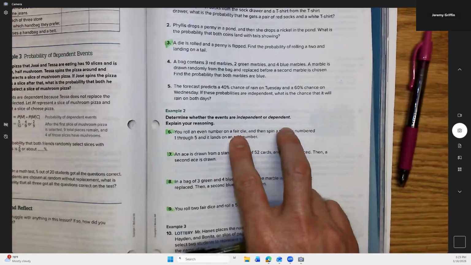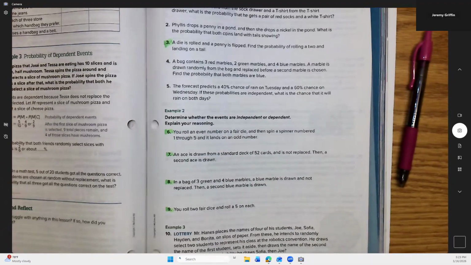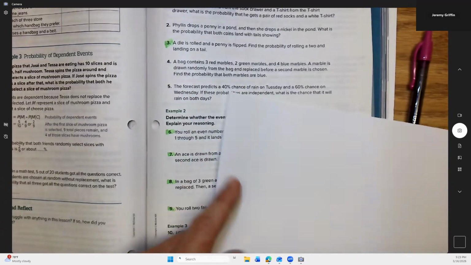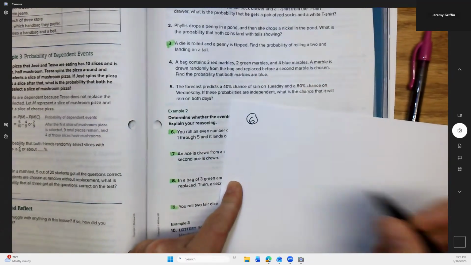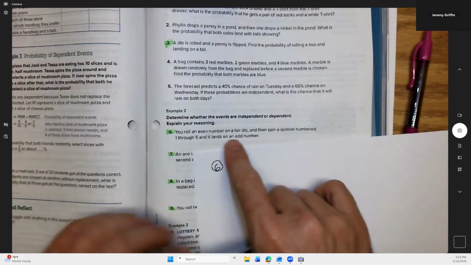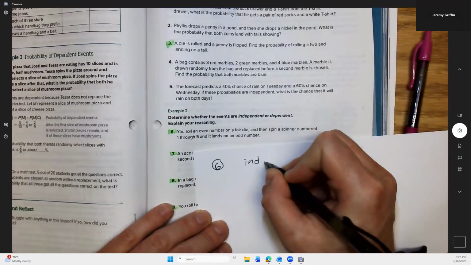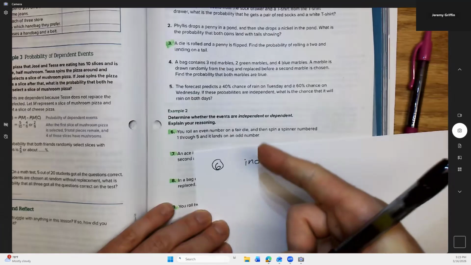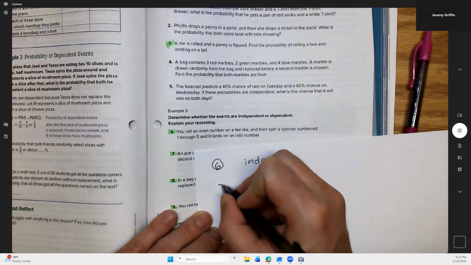Reality stories, and they want you to very simply say, is it independent or dependent? So let's go through some scenarios. I think it's pretty valuable to be able to identify that. You roll an even number on a die and then spin a spinner numbered 1 through 5. That sounds independent because the die and the spinner have nothing to do with each other.